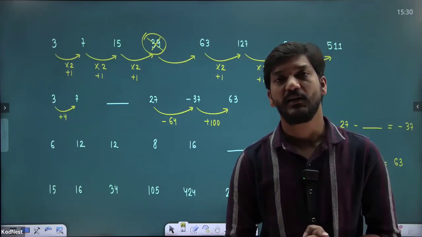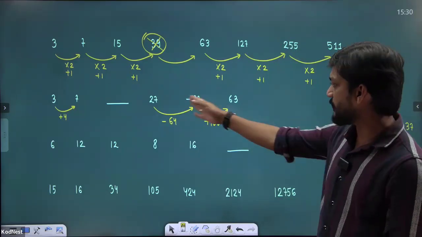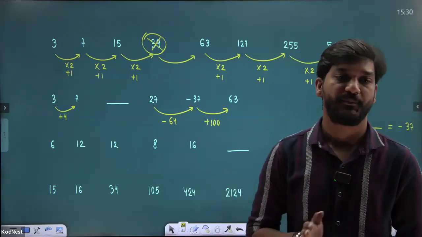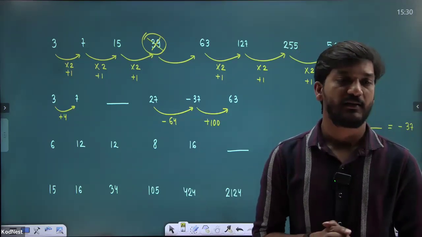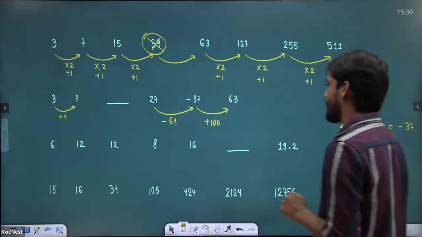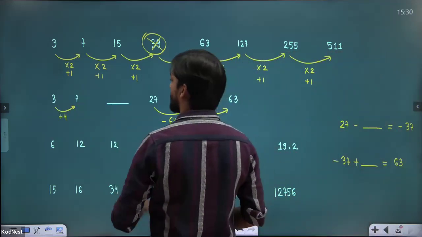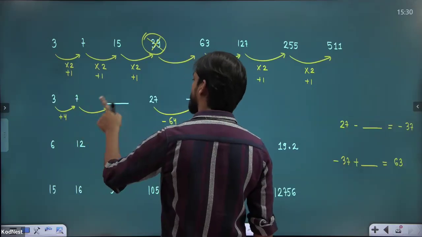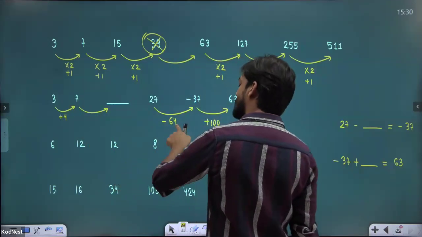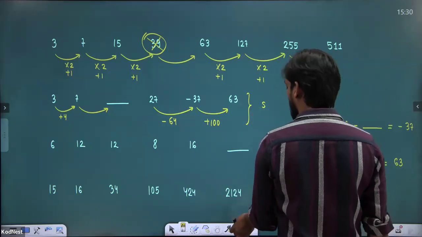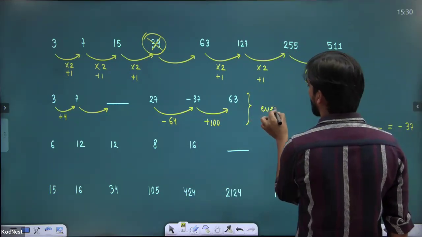Minus 64 plus 100. Now, what are these numbers? 4, 64, 100. These are squares. So it is 2 square, 4 square, 6 square, 8 square and 10 square. This is a square of even numbers. Let me write even number square.